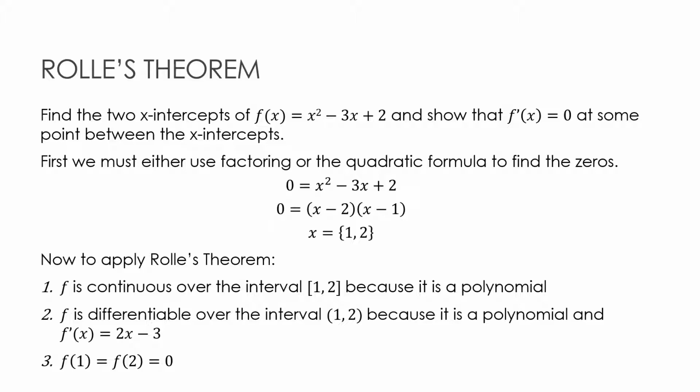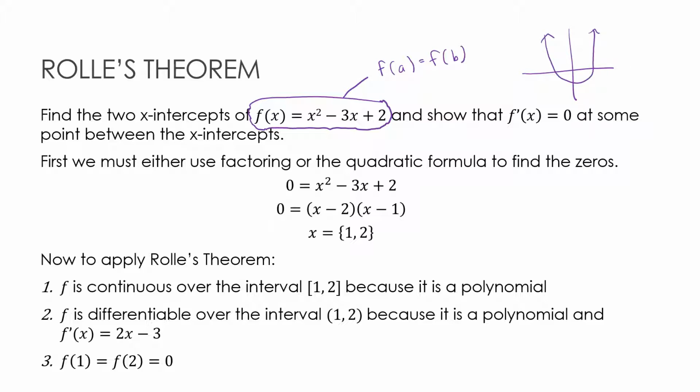So let's take a look at a Rolle's theorem question together. We are going to find the 2 x-intercepts of this. And of course, why am I finding the 2 x-intercepts? Well, because then I'll know that f of a is equal to f of b, if a and b are both zeros. So again, I'm not going to graph this one specifically, but if we can visualize that this is some sort of quadratic equation, that if I can find a and b by using algebra, of course, then I can say f of a is equal to f of b because they're both equal to 0.